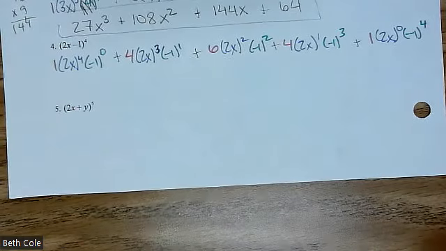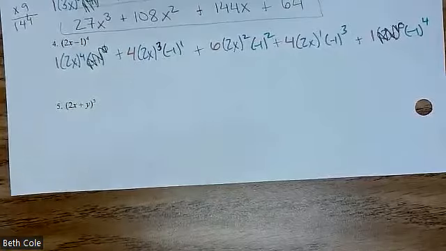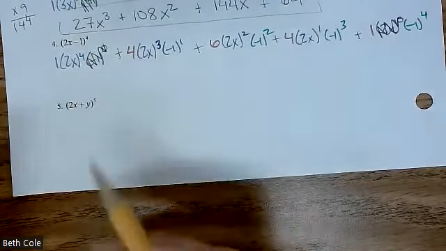We're just going to kind of clean it up. If you want to scribble out the stuff that's to the 0, you can do that because that's going to go away. First part, 2 to the 4th. 2 times 2 times 2 times 2.